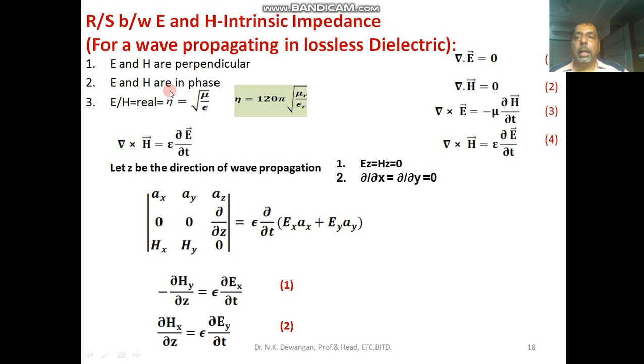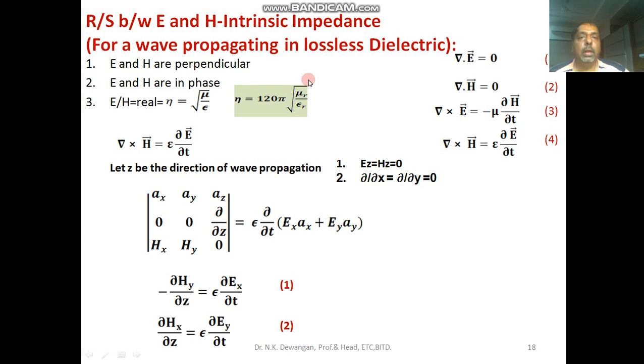E and H are in phase means what? The ratio of E by H is real and its value is called intrinsic impedance, that is eta, and that is equal to under root mu upon epsilon, where mu is mu naught mu r and epsilon is epsilon naught epsilon r. When you write the values of mu naught and epsilon naught, you will get eta is equal to 120 pi under root mu r upon epsilon r.